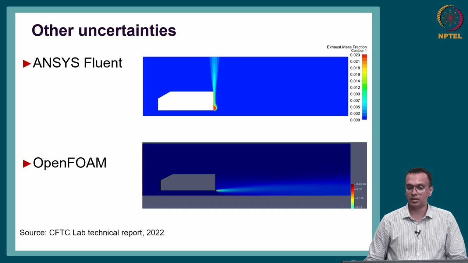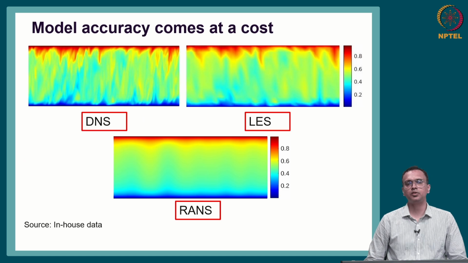So this kind of uncertainties also play a role, and this model accuracy comes at a cost. That means essentially you are looking into the error that is coming from the model predictions, and I briefly touched upon these three classes of models, that is a direct numerical simulation or a large eddy simulation or a Reynolds averaged Navier-Stokes simulation. And so the higher the computational cost that we are prepared to pay, we can get better and better results.